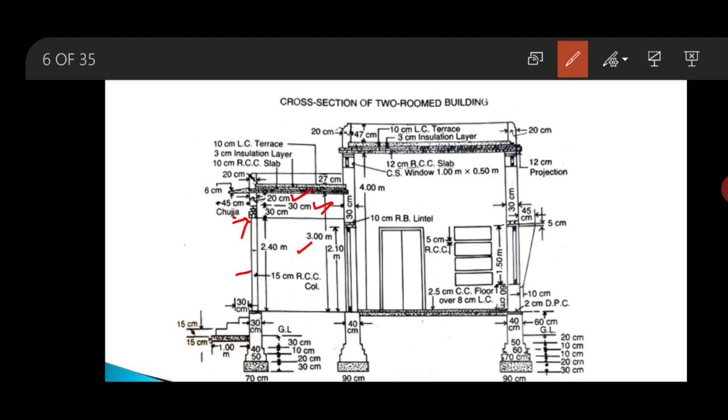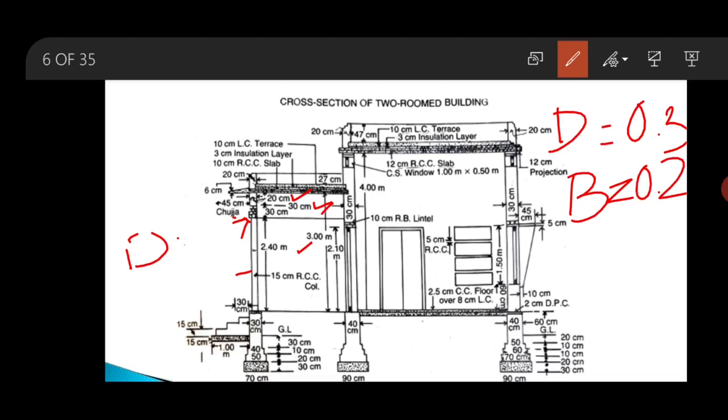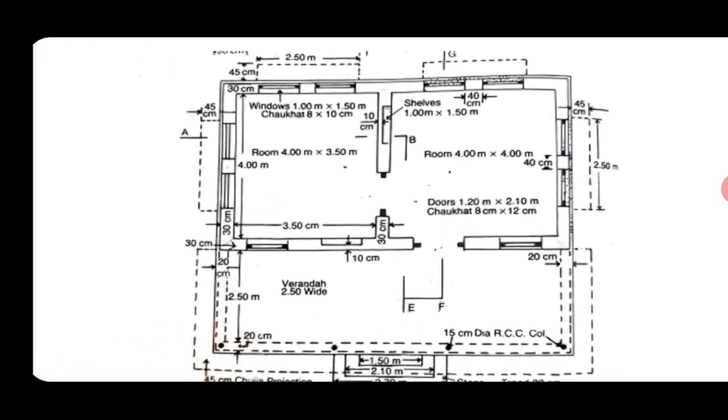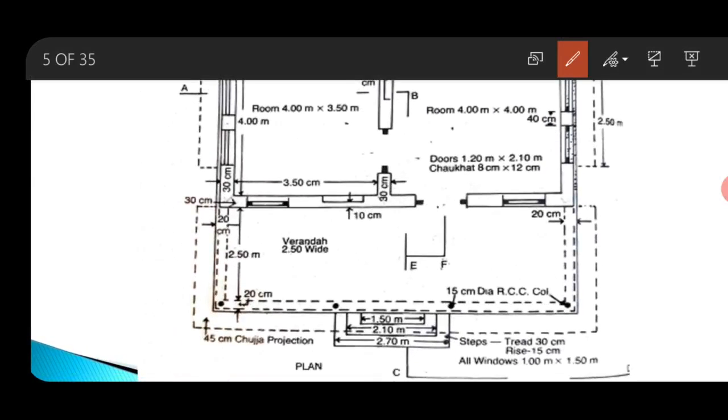Therefore, above lintel on the veranda there is some brickwork of depth 30 centimeter, that is 0.3 meter, and width of 0.2 meter. Okay. Then next, what will be its length? For length calculation we will go to the plan. In the plan, now we will go for calculation of this long wall. What is the length of this long wall?